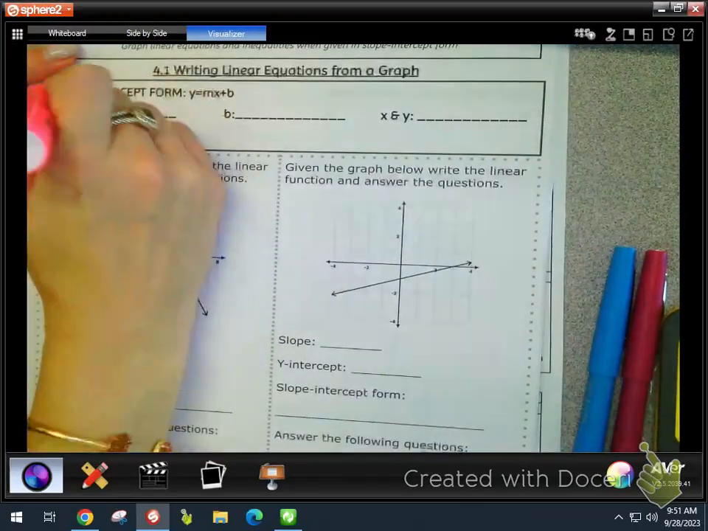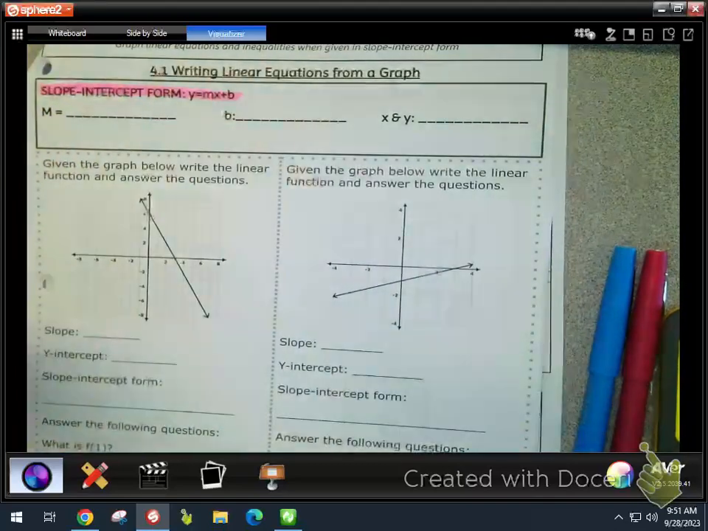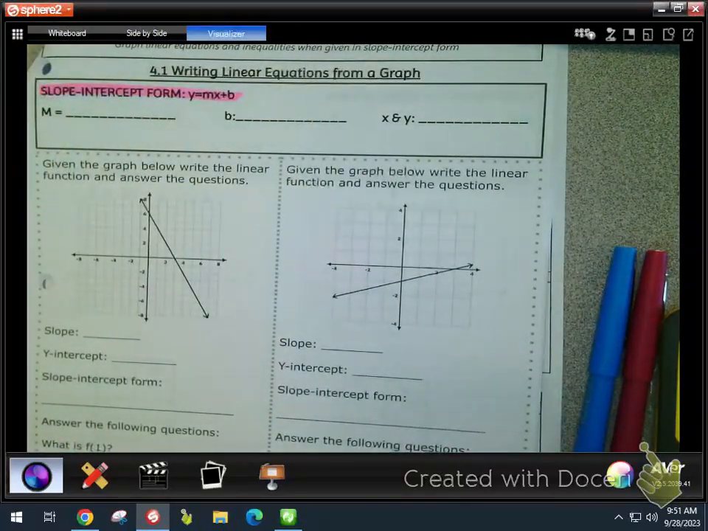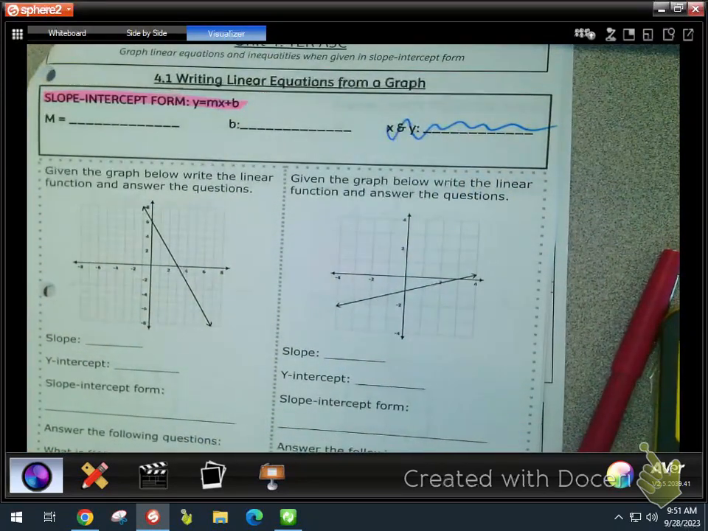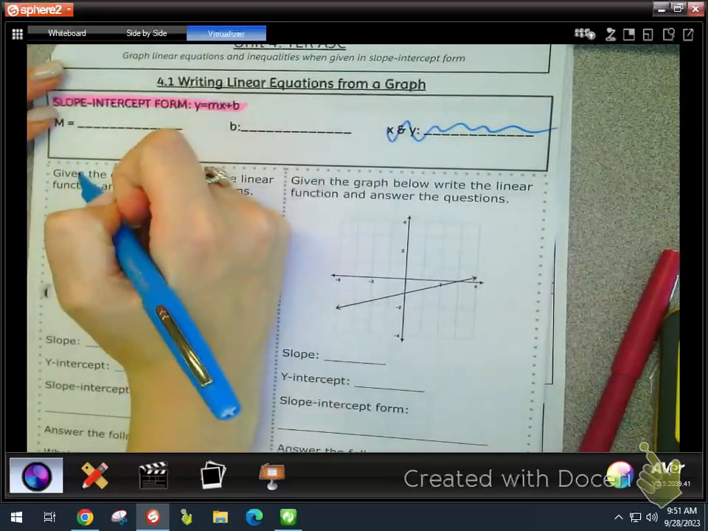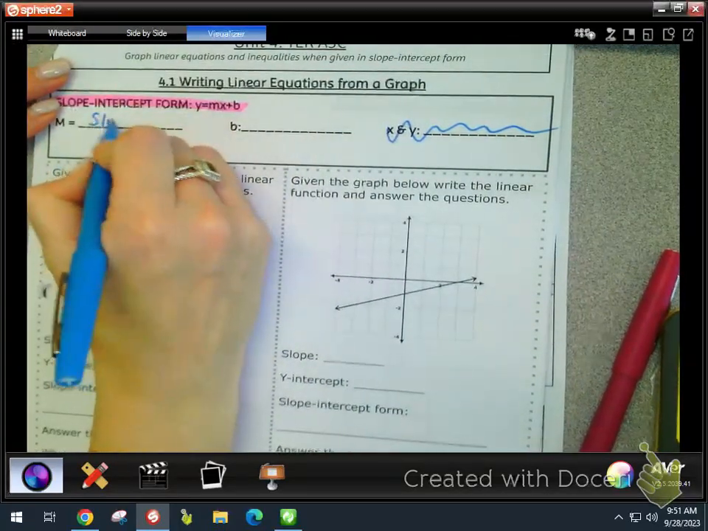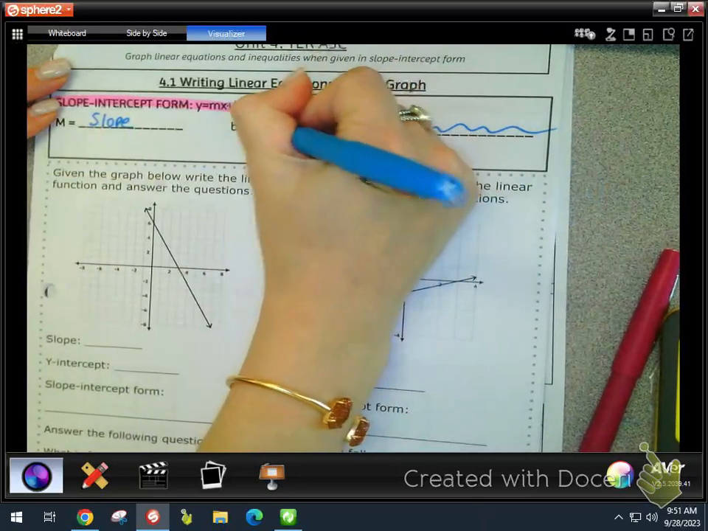We're writing in slope-intercept form. So for our checklist, we need 2 things. You don't need to fill out x and y. We'll just scribble that out. It's really just the m and the b that we have to know. Okay? If we're going to write in slope-intercept form, what are the 2 things that we have to know? What's the m? Slope. And the b? The y-intercept.